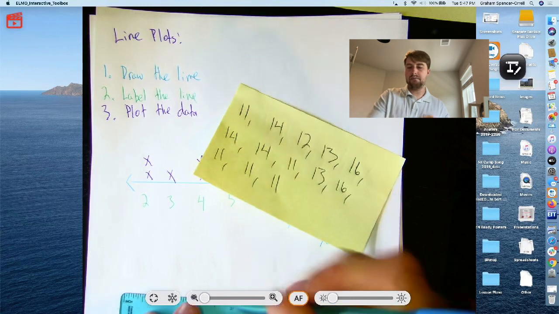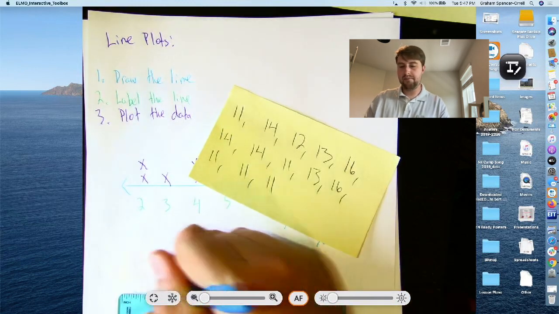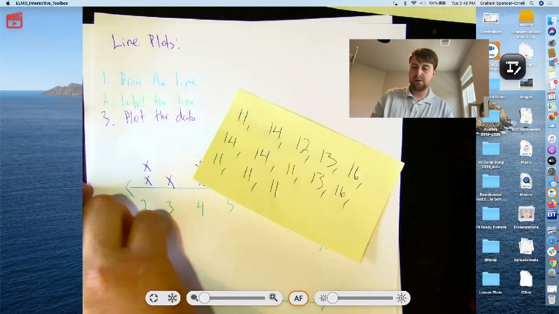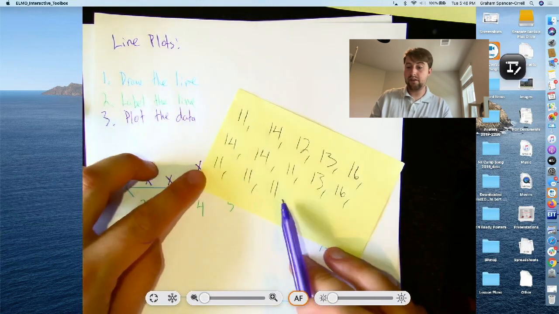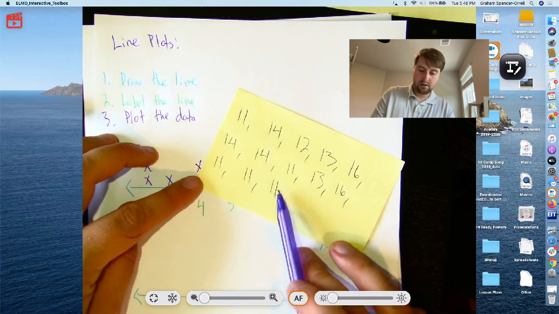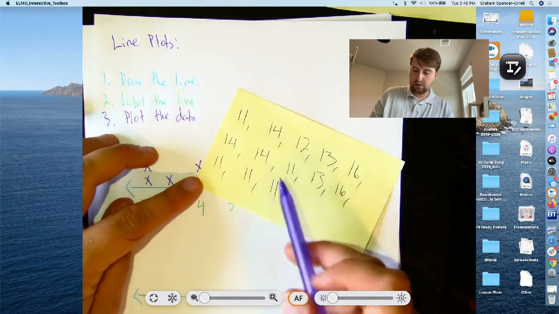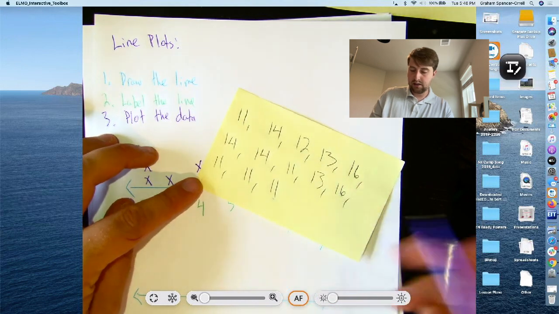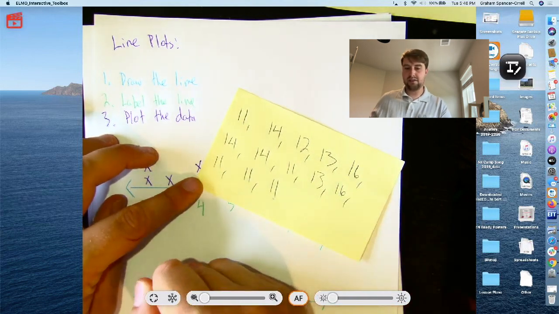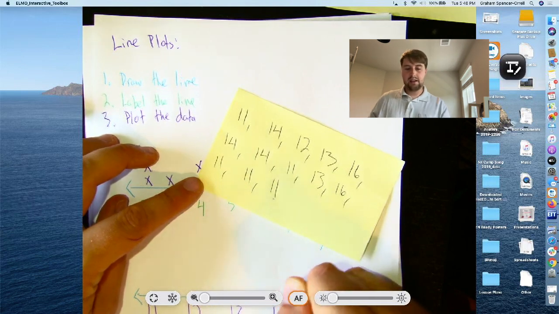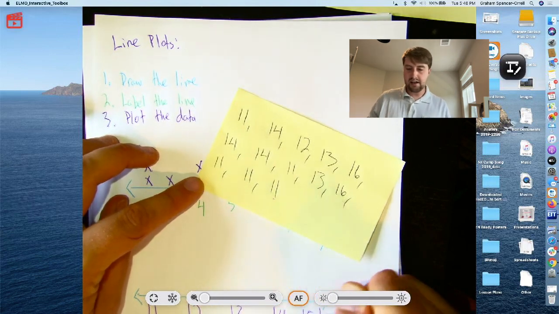Our second step is to label the line. We're gonna look for our highest number and our lowest number. So we know we're gonna have to go all the way from 11 through 16. I didn't make that one quite long enough. I made the first one too short. Spread those out. We'll get it done eventually. And then our third step is to plot the data.